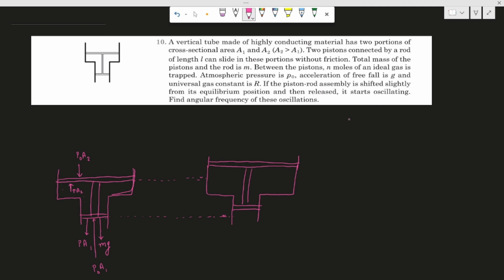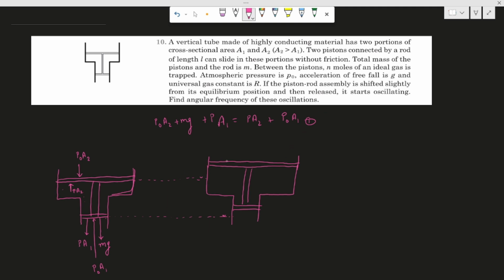For equilibrium, the upward forces magnitude will be equal to downward forces. So we can write P naught A2 plus mg plus P A1 equal to P A2 plus P naught A1. So this is the equation of equilibrium.